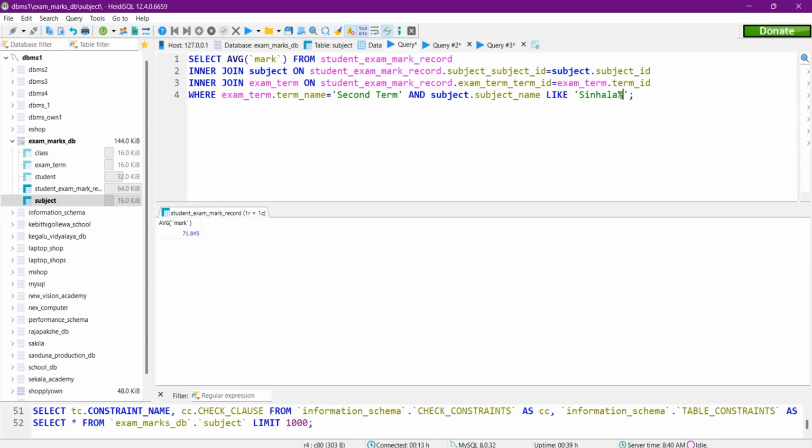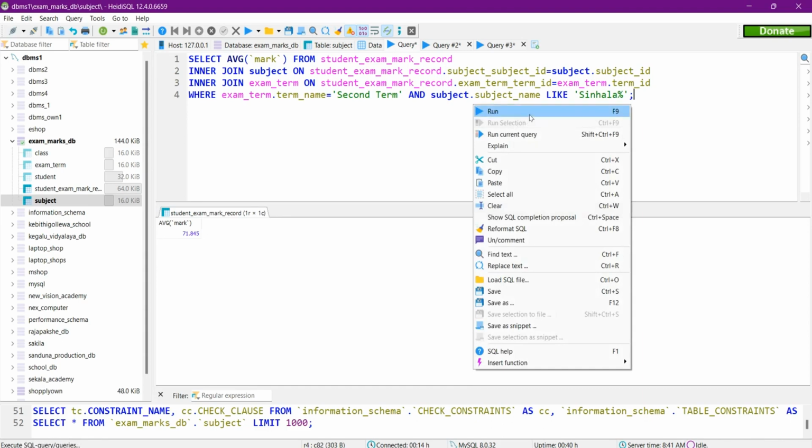After that, you can see this percentage mark here. That means it can be any word after the word Sinhala. That's what the percentage mark means. I'm going to execute this query.